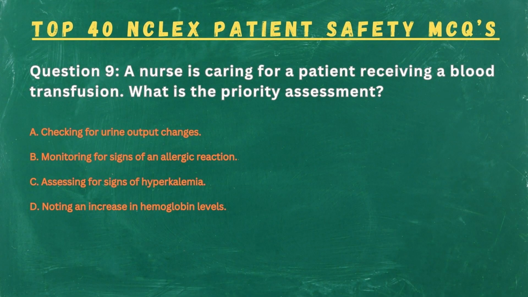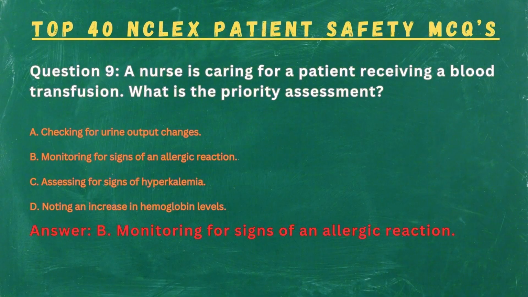Question 9. A nurse is caring for a patient receiving a blood transfusion. What is the priority assessment? A. Checking for urine output changes. B. Monitoring for signs of an allergic reaction. C. Assessing for signs of hyperkalemia. D. Noting an increase in hemoglobin levels. Answer. B. Monitoring for signs of an allergic reaction.